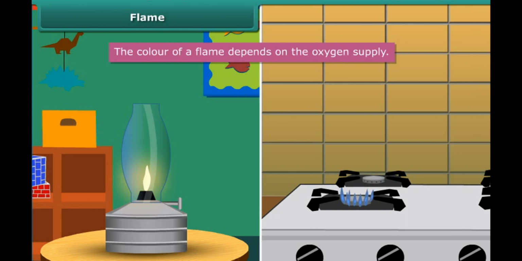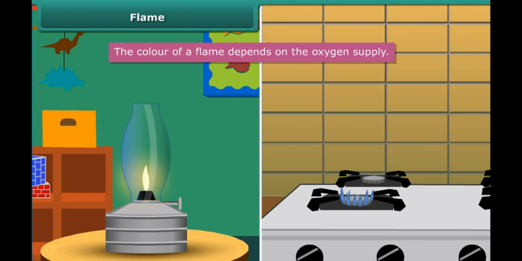When we look at a flame of kerosene lamp, it is yellow in color, but the flame of a kitchen stove is blue. It is interesting to know that the color of a flame depends on the oxygen supply. If the oxygen supply is less, flame will appear yellow due to incomplete combustion of fuel. And if it is more, the flame will appear blue due to complete combustion of fuel.